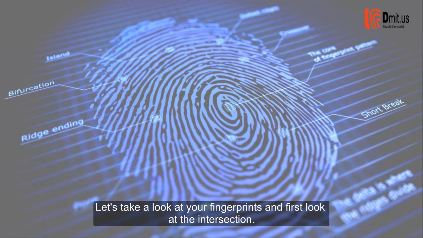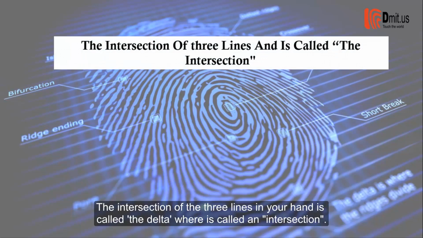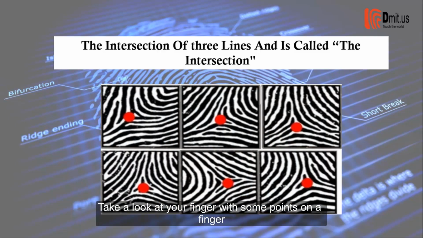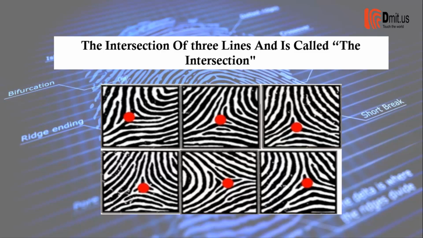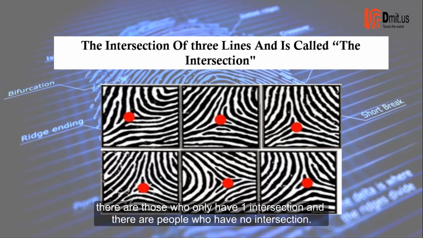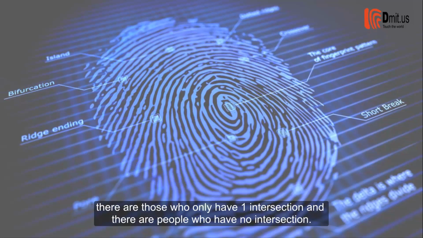Let's take a look at your fingerprints and first look at the intersection. The intersection of the 3 lines in your hand is called the delta. Take a look at your finger with some points on it. Delta is the intersection of 3 lines. How many deltas are on your finger? There are people who will have 2 intersections on one finger. There are those who only have 1 intersection, and there are people who have no intersection.